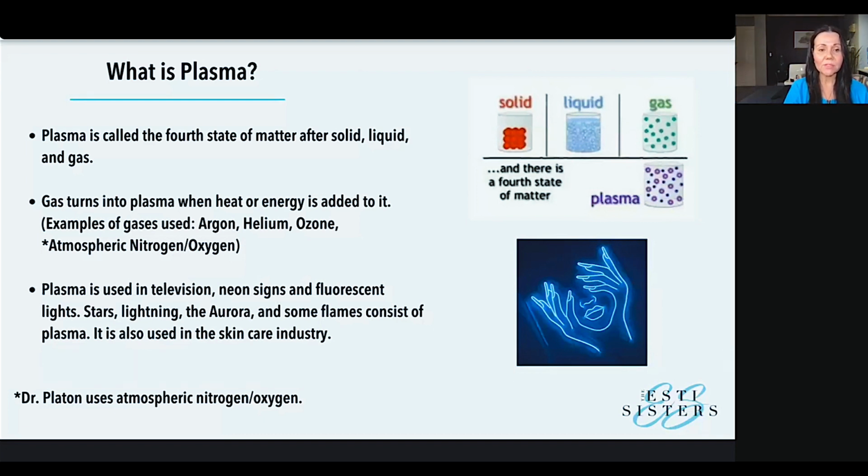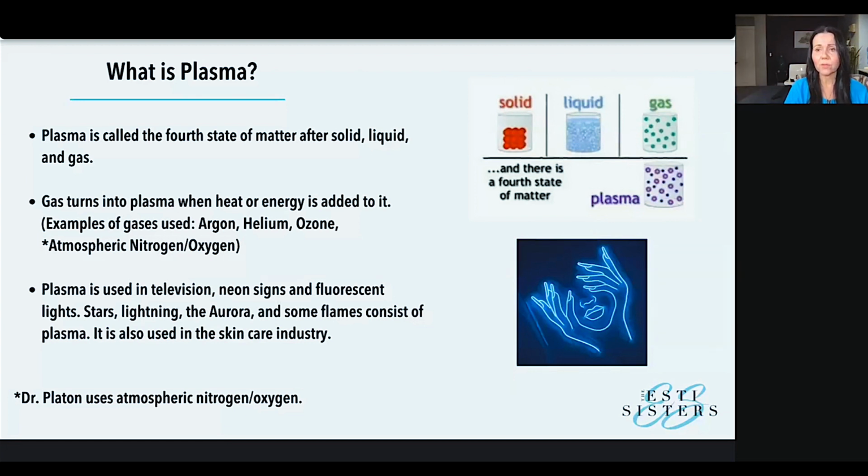Now, typical examples of gases that are used in terms of cold plasma would be argon, helium, ozone, and then atmospheric plasma, which is going to be using the air, which is broken up into about 70% nitrogen and 30% oxygen. And that's what the DrPlaton is using. Plasma is also used in things like neon signs, television, fluorescent lighting. And then you'll also see it just in nature in like the aurora borealis lighting. So that would be like the northern lights, stars, etc. And it's also now used in the skincare industry.